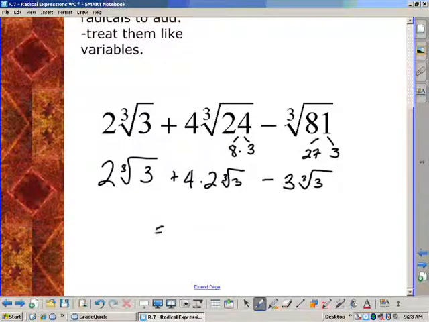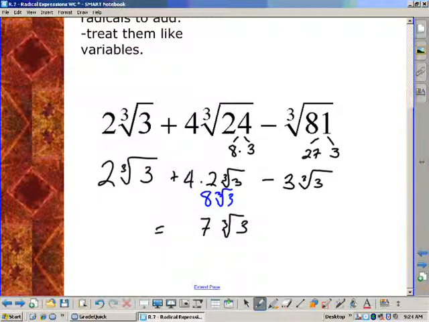So now, as I said, it's like combining like terms. So how many cube roots of 3 do I have? Right here, this is now 8. Sorry if I made the blue a different color. Pardon me. So this is now 8 cube root of 3. So I've got 2 cube root of 3 plus 8 cube root of 3, which would be 10 cube root of 3 minus 7 cube root of 3. So that would become my final answer of 7 cube root of 3.